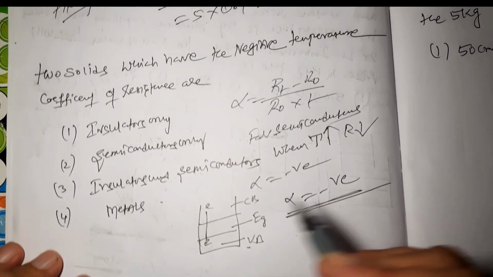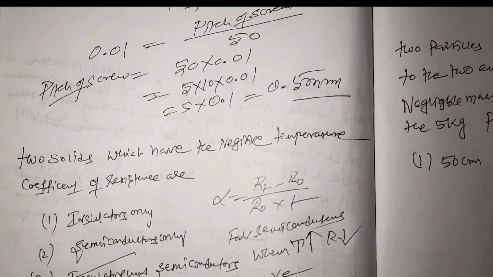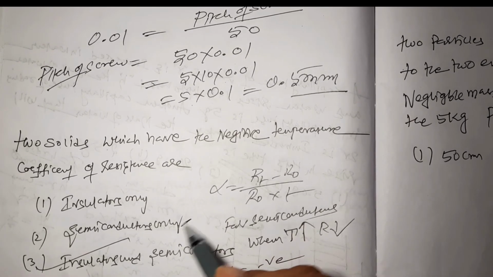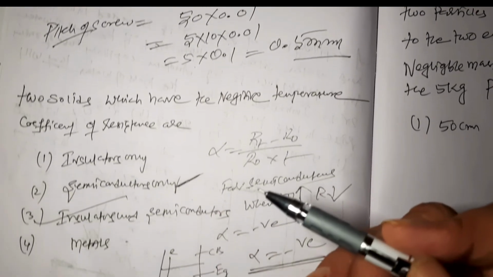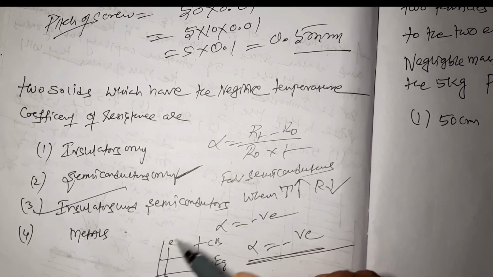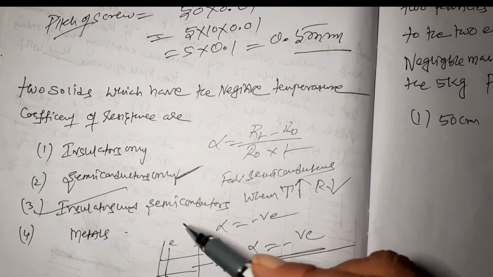So our option is insulators and semiconductors. Generally, most of the students think that it is semiconductors only. But here, if we consider high temperature, some insulators also conduct electricity. The resistance decreases. Right.